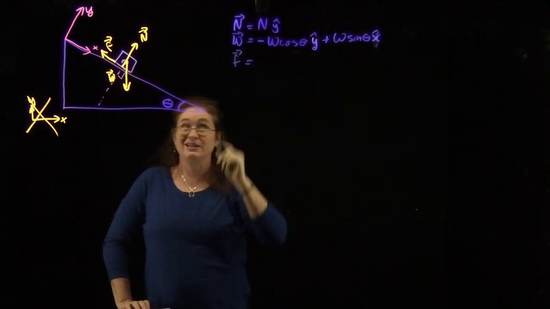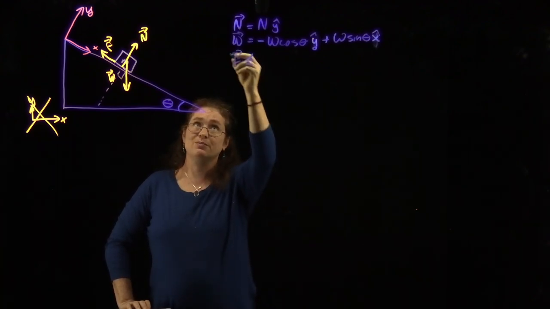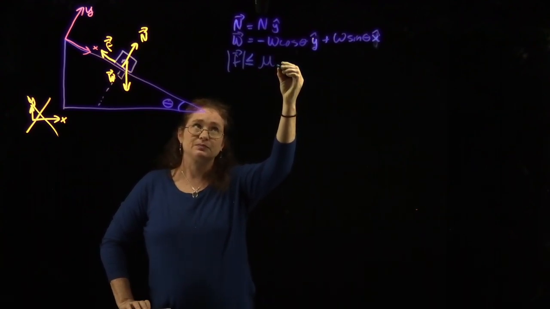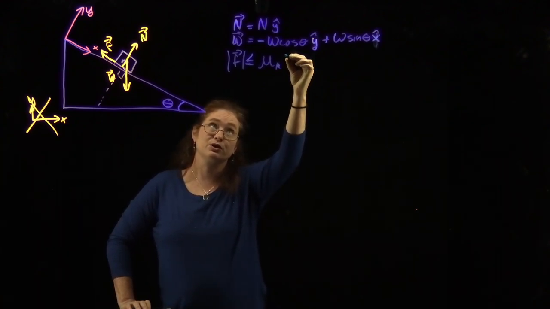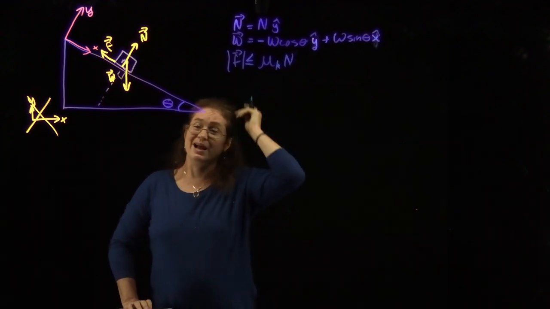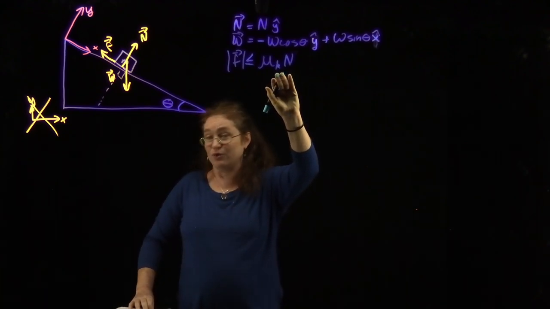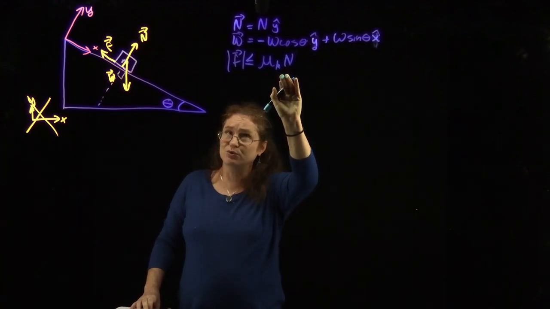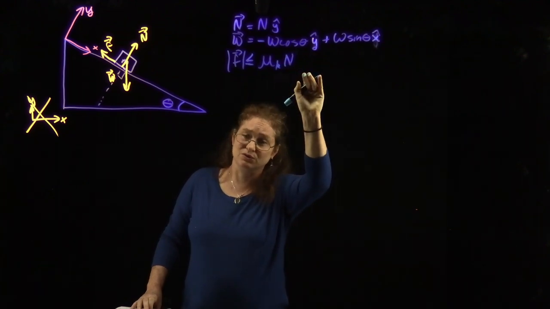Now here, you have an inequality. The magnitude of the force of friction is less than or equal to, we're talking about moving, so the kinetic coefficient of friction times the magnitude of the normal force. Now, if you were asking if the block can slide down the inclined plane, you would have the static coefficient of friction, which is always slightly larger than the kinetic coefficient. Once you are moving, it is easier to keep moving, so the force of kinetic friction is slightly smaller than the force of static friction.